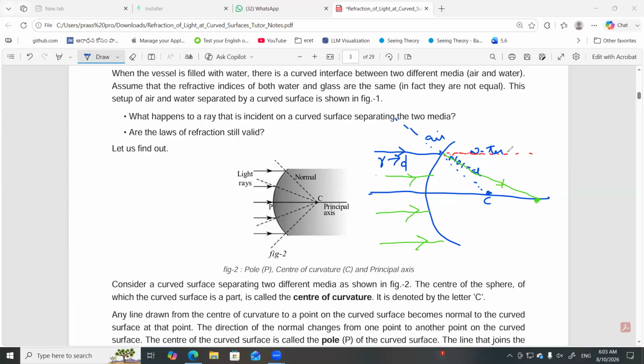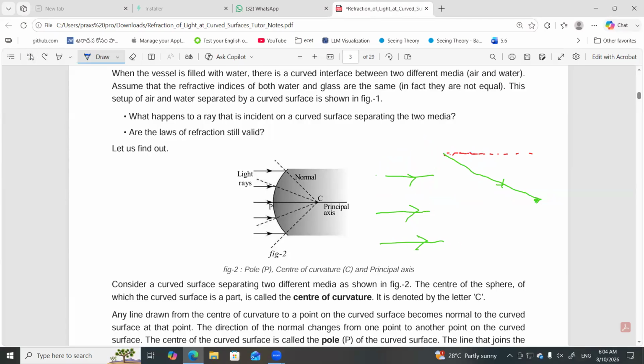We can try. So here, what are the letters we have learned? Center of curvature, pole, principal axis, and light ray. When a light ray is passing from rarer medium to denser medium, it is bending towards the normal. So that is what we learned.